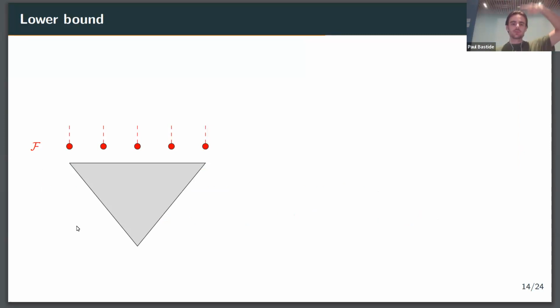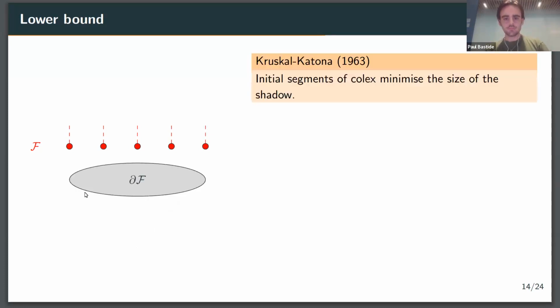Well, let's say that's what we have for now. We have this family that goes down, and at some point we have this k minus 1 element in this layer, and we try to construct the rest of the family down to the empty set. Okay, so we have something like this. And Kruskal-Katona, a very famous theorem also, states that if you take the initial segment of colex, then it minimizes the size of the shadow.